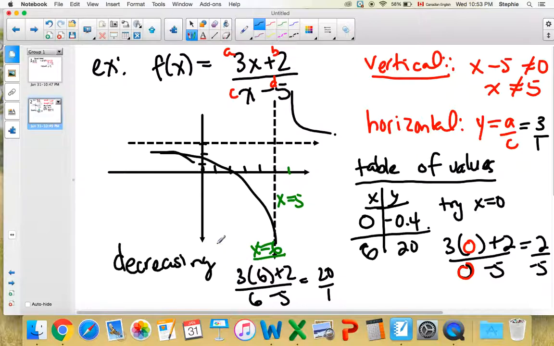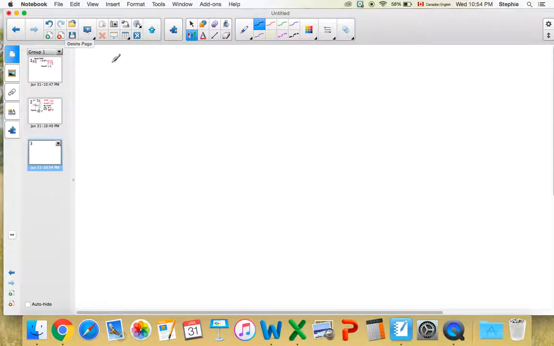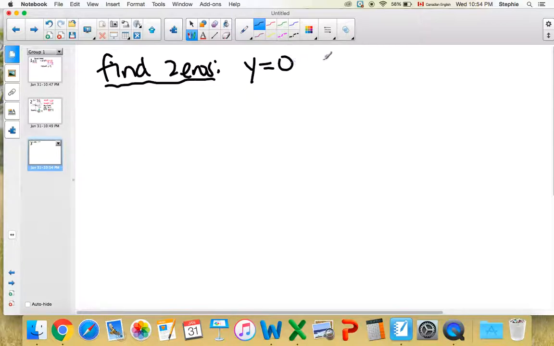Now, when we're looking at decreasing, it's going to be always decreasing. When you're looking at the signs, you're looking to get the zero. So we're going to get the zeros for the general function as well, just like we did for the standard. Let's find the zeros and then analyze that. Find the zeros, which means y is equal to 0. That means 3x plus 2 over x minus 5 is equal to 0.